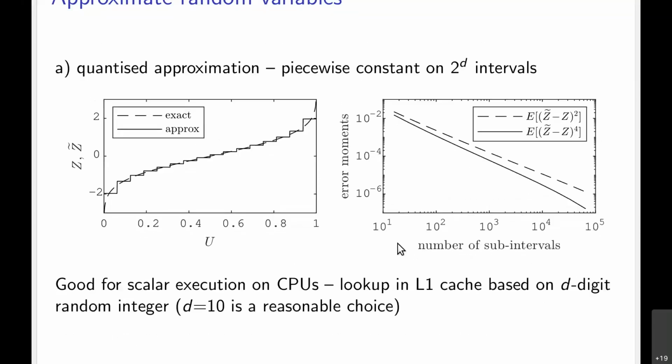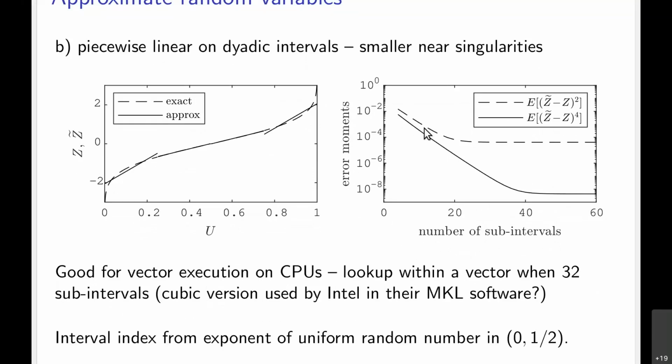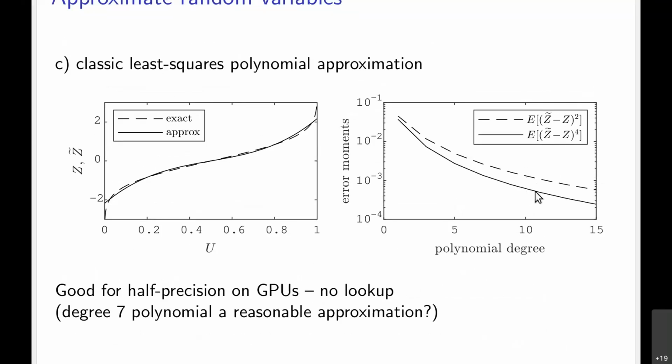Going back to these, I forgot to mention that here, the second moment and fourth moment come down more or less at the same rate. And that's because the errors are really dominated by what happens at the two singularities at either end. With the piecewise linear, the fourth moment comes down a whole lot lower. So here, the errors are spread throughout the interval a bit better, and so the fourth moment is a lot lower. The polynomial is not great.